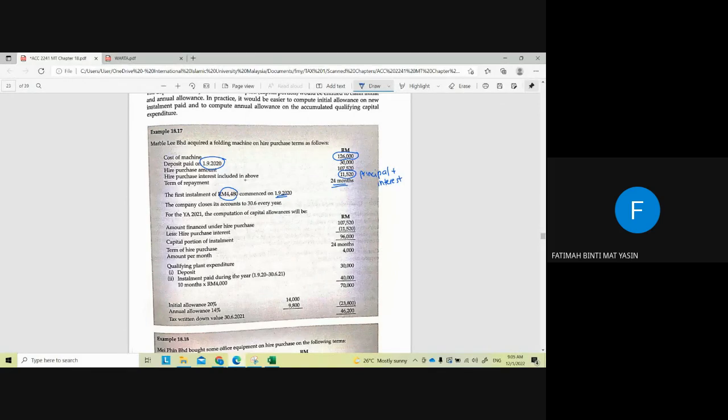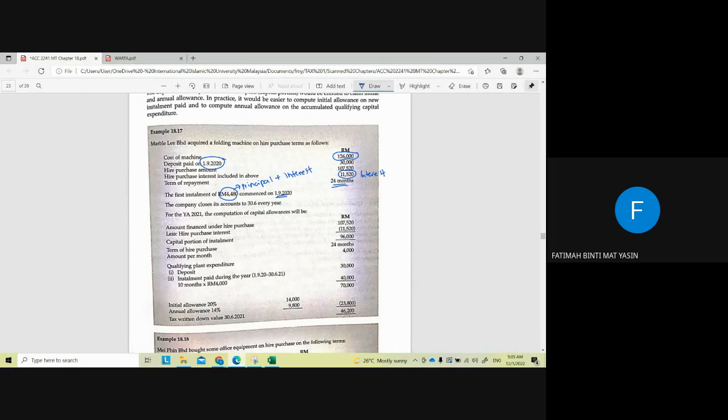Okay, and then you must take note that this one is really wrong. This is the interest portion for this hire purchase, not their installment. Their installment here is 4,480. So this is the principal amount plus interest. Okay, so you must take out the interest portion.